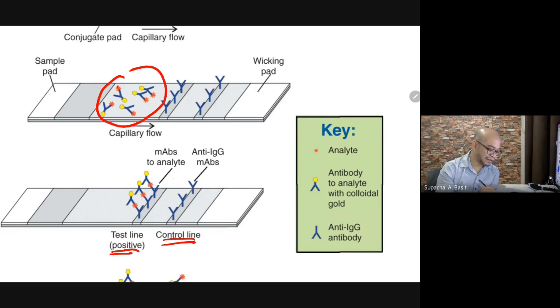If the sample is positive for patient antigen and it passes through the test line, it means that the patient antigen was able to bind with the monoclonal antibodies, and monoclonal antibodies are also present at the test line. These monoclonal antibodies are very specific. So let's say, for example, this is a rapid antigen test for COVID-19.